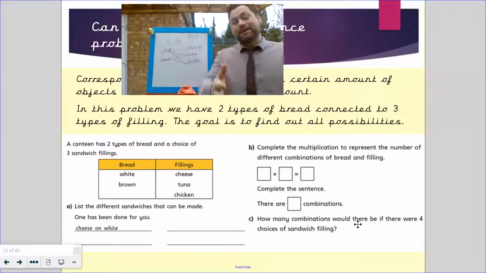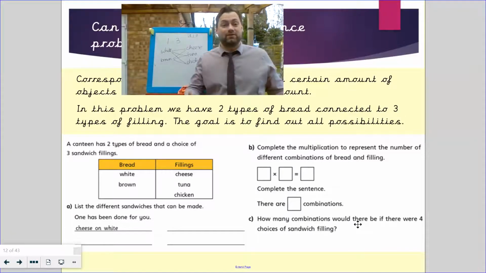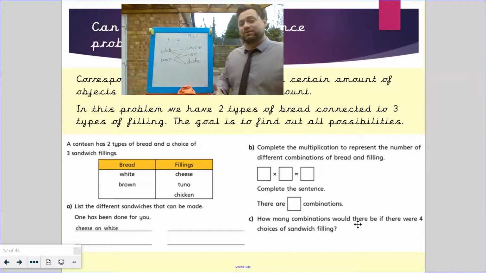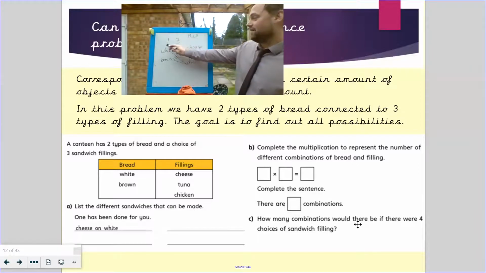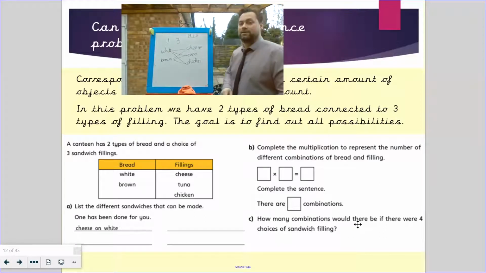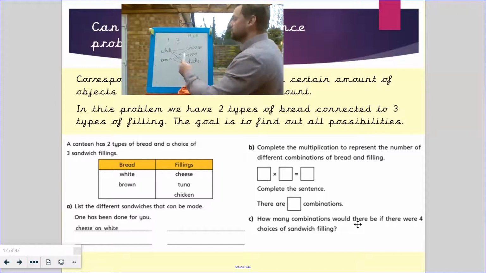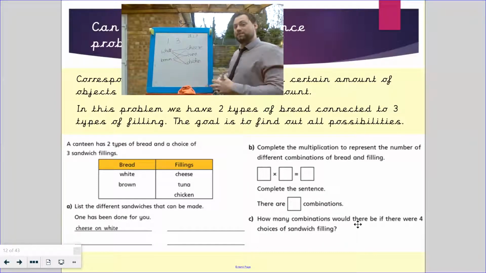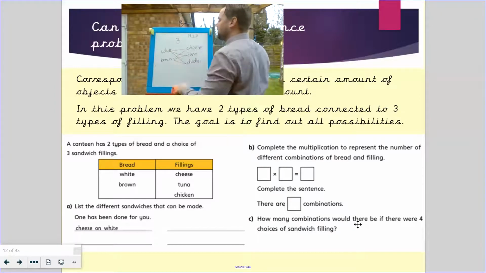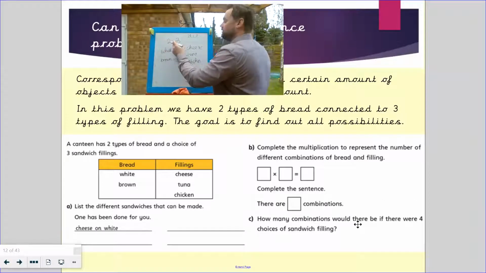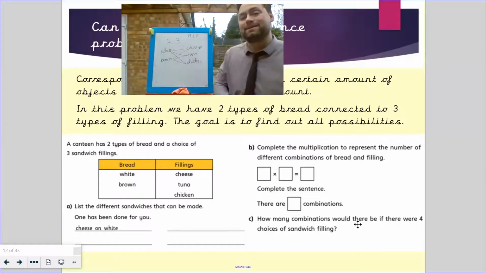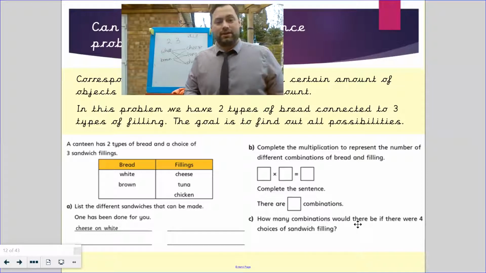So in this case, if we had 4 different types of bread, they would all still only be able to have 3 different types of filling. In this case, we can say 1 times 3. So with white bread, we've got 3 different things. With brown bread, we've got 2 pieces of bread with 3 different fillings. So 2 times 3 is 6. So there would be then 6 combinations that we can have.